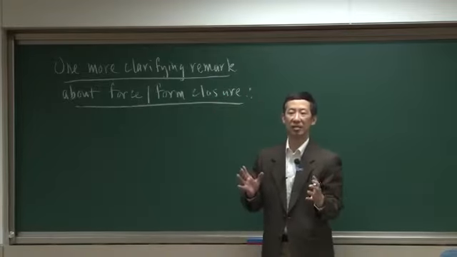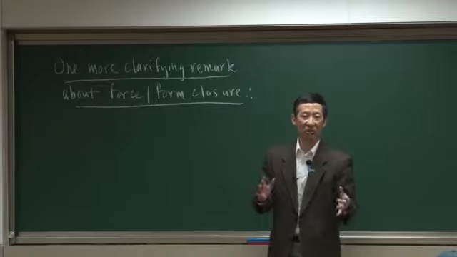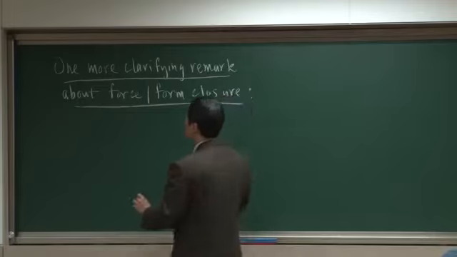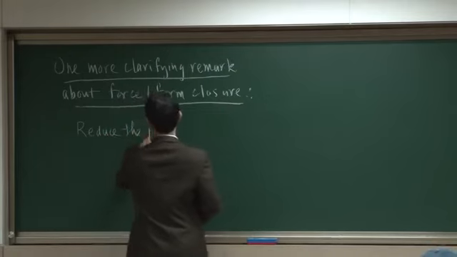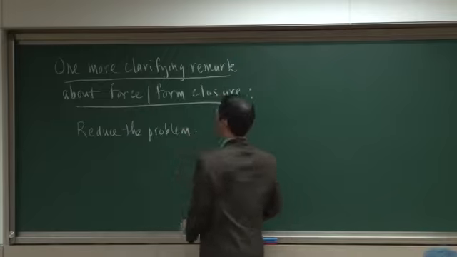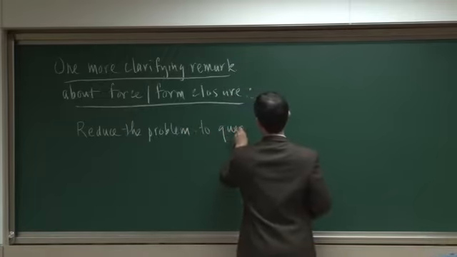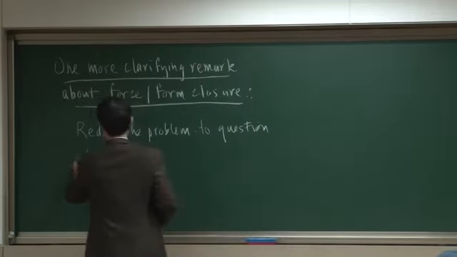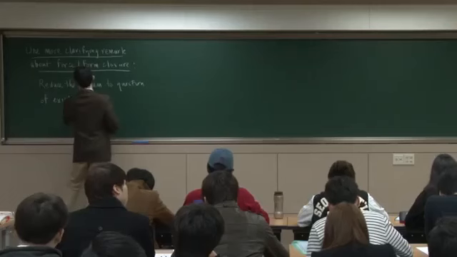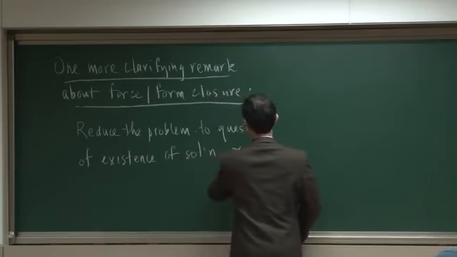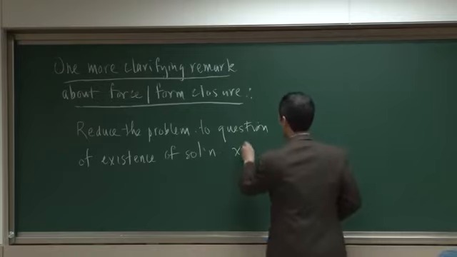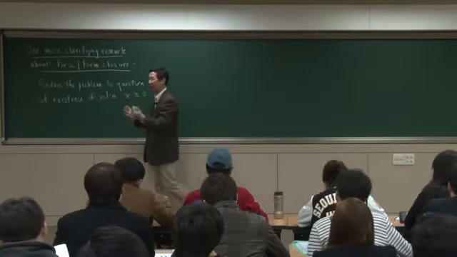Okay, so we know that to answer the question of force or form closure, we can reduce the problem to the investigation of an equation of the form AX equals B. Okay, so reduce the problem to the question of existence of a solution x, and here x has to be non-negative, that satisfies some given AX equals B.